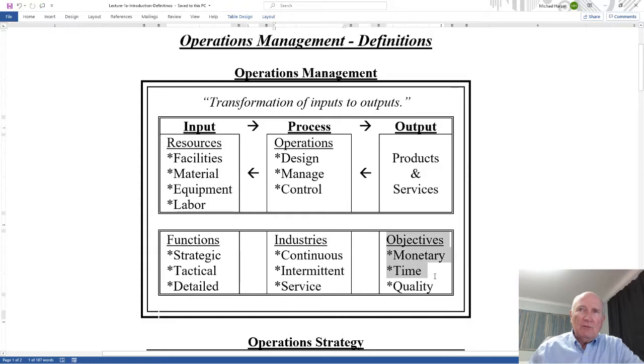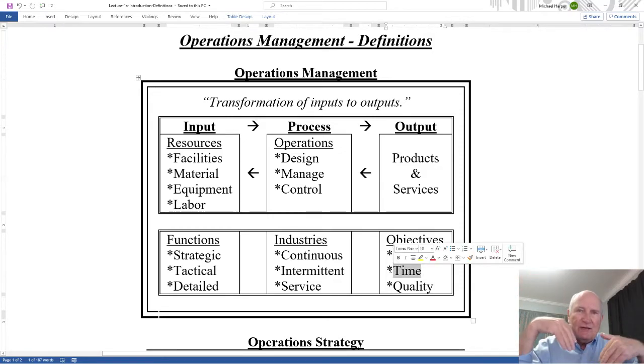Objectives. First, let me introduce operations with 3 objectives. First is monetary. We'll see a lot of that in here, and that's pretty common. That's usually where people start. Maximize profit, minimize cost. So monetary will be one objective we'll always look at. But we won't stop there. Next is time. You might be able to do it, but can you do it faster and more efficiently and more effectively? And the third one is quality.